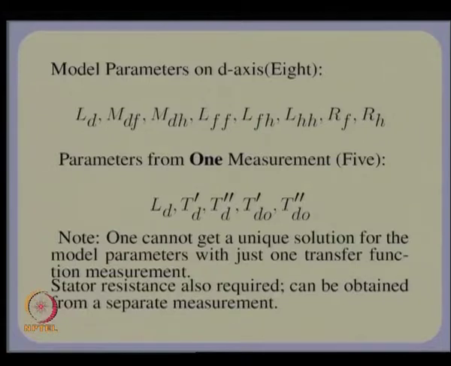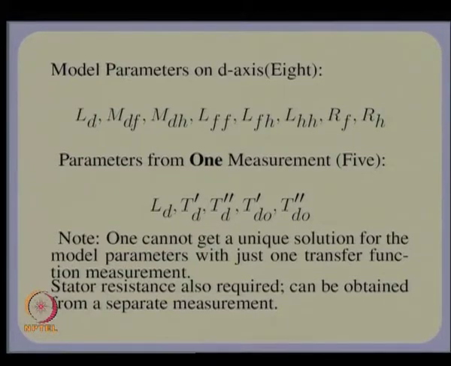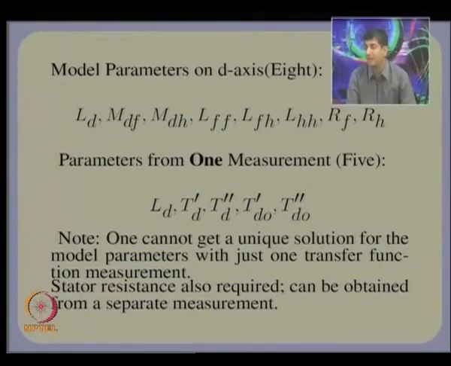So, what I will describe to you is what typically will be available to you and what you can do with it. For example, you have only one measurement and you are given these standard parameters Ld, Td', Td'', Td0' and Td0'', and the model parameters which you need to get are Ld, Mdf, Mdh, Lff, Lfh, Lhh, Rf and Rh. So, this is what you need to get from the standard parameters, but unfortunately, you can't get all of them because the number of parameters exceeds the standard parameters. So, we can't back calculate it.